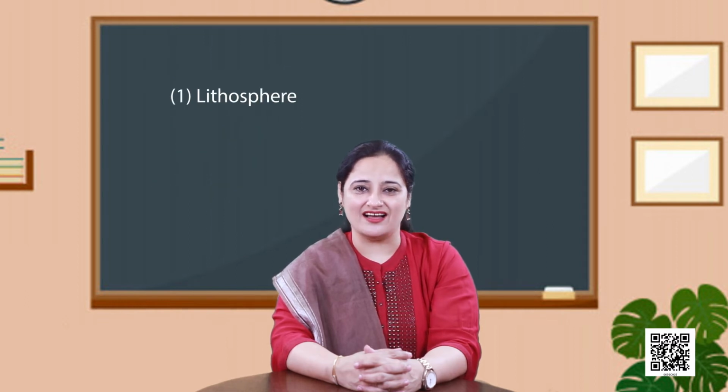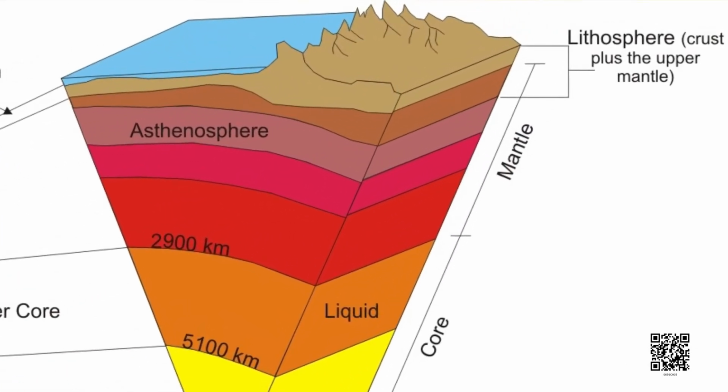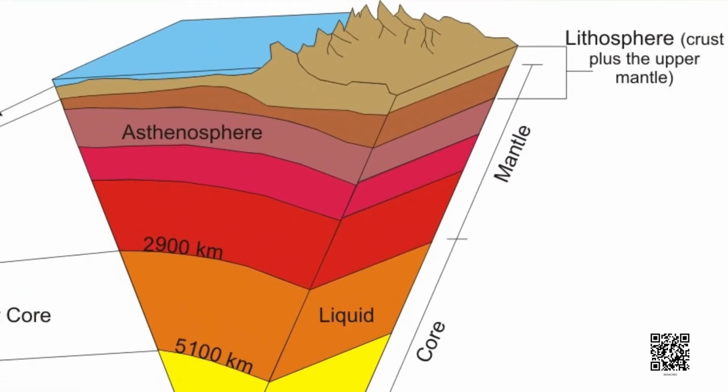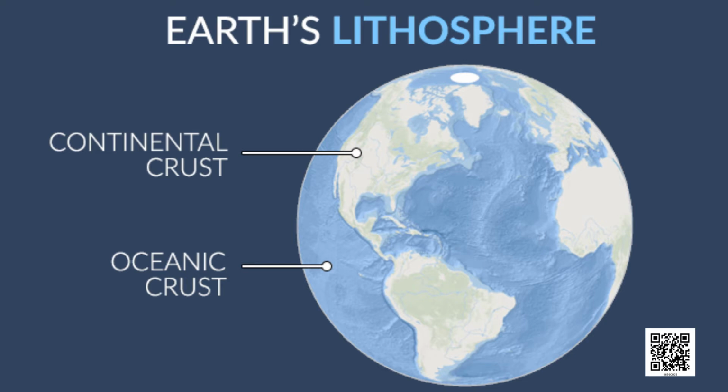So, let's start with lithosphere. Lithos is a Greek word meaning stone. Lithosphere is the solid portion of the earth. It comprises the rocks of the earth's crust and the thin layers of soil that contain nutrient elements which sustain organisms. There are two main divisions of the Earth's surface. The large land masses are known as the continents and the huge water bodies are called the ocean basins. All the oceans of the world are connected with one another.